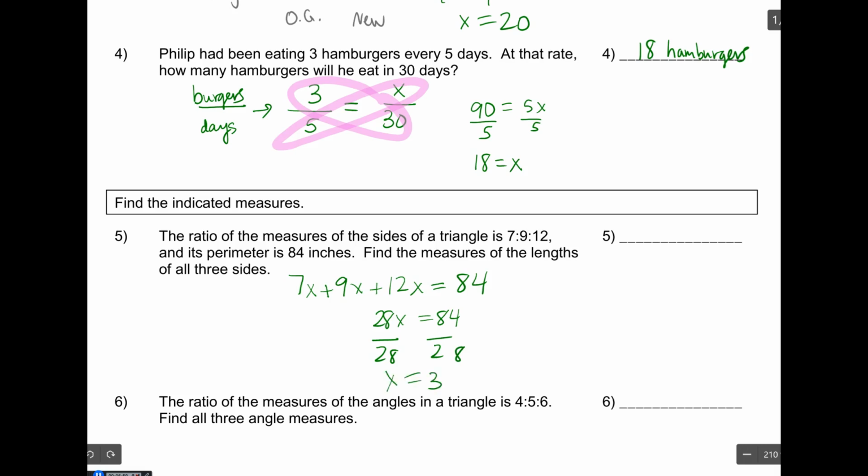Okay, so that is telling me what I'm filling in for my x. So if I wanted to find these sides, I will fill in 7 times 3, 21. 9 times 3, 27. 12 times 3, 36. And its units is inches. We need to make sure we label the units. It's asking for the measures of the lengths, so you have to include them. So you always look at what do I want? What is the question asking for? 21 inches. 27 inches. 36 inches.